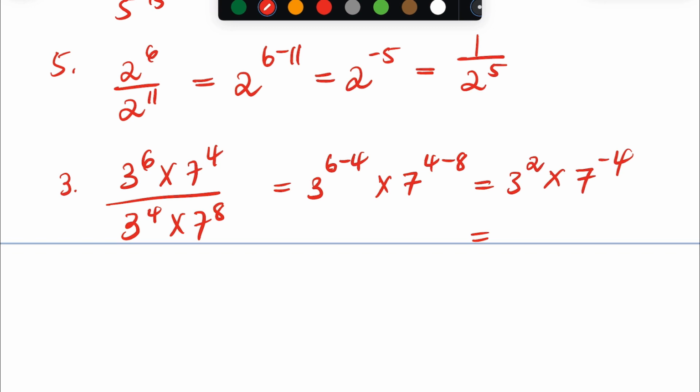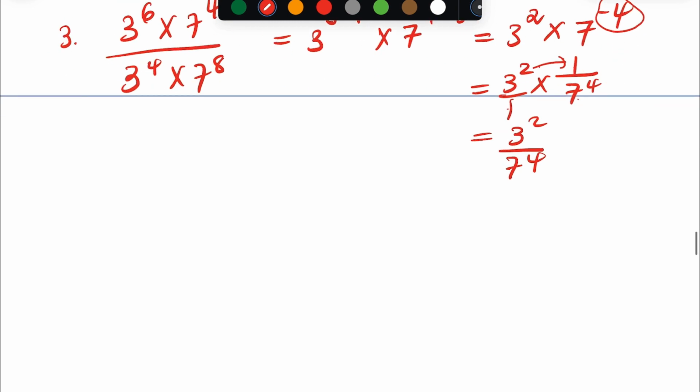So the answer there will be 3 to the power 2 times 1 over 7 to the power 4. As I've mentioned, if your power is negative, you do that. And then there's a multiplication of fractions. So it will be 3 to the power 2 times 1 is 3 to the power 2, divided by 1 times 7 to the power 4, which is 7 to the power 4. It ends there.